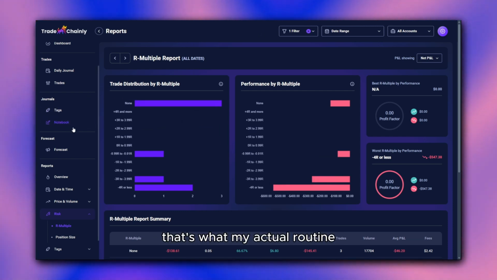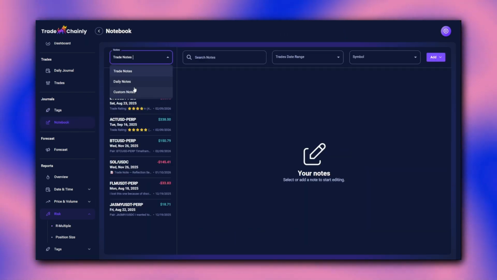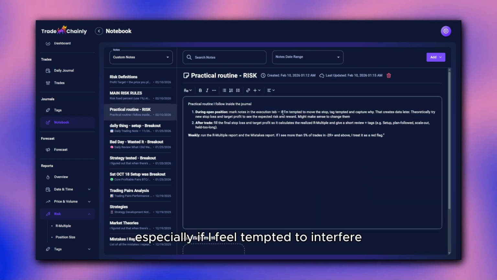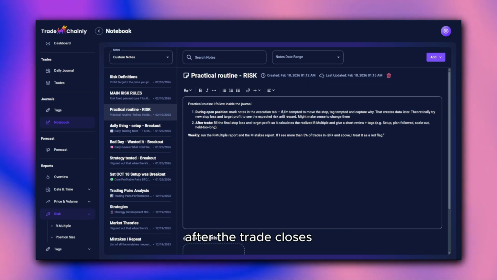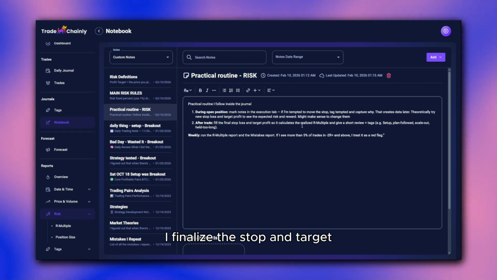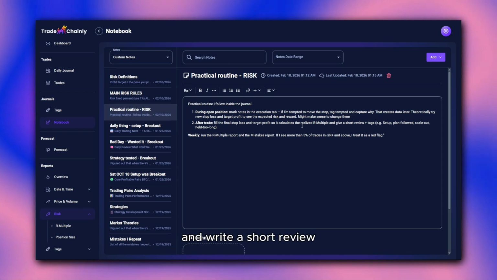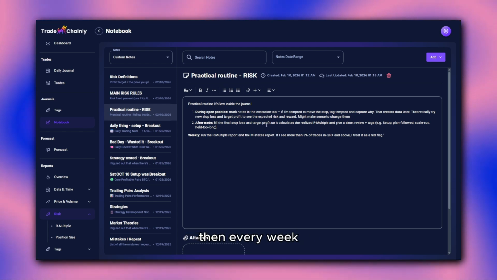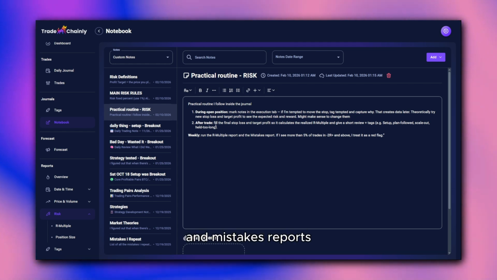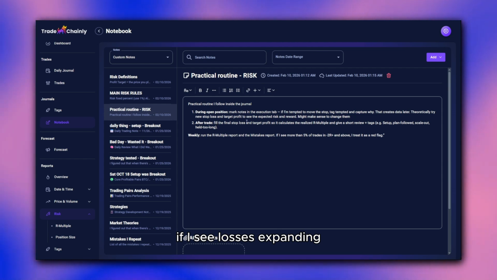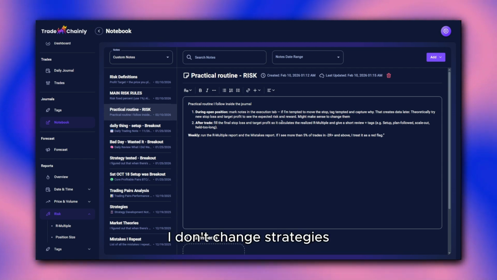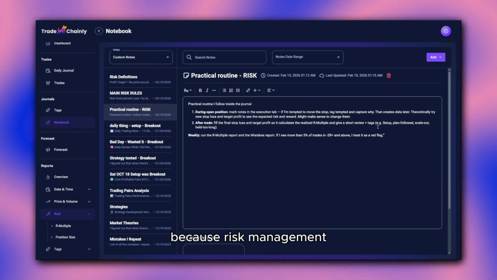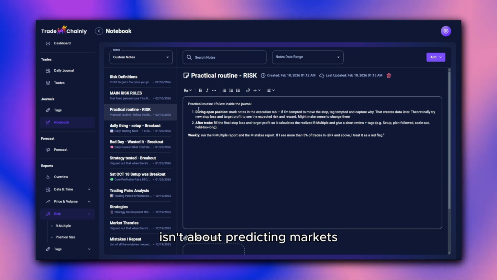So that's what my actual routine looks like while trading. During a trade, I leave short execution notes, especially if I feel tempted to interfere. After the trade closes, I finalize the stop and target, record the realized R, and write a short review focused on behavior and technical parameters. Then every week, I run the R multiple and mistakes reports. If I see losses expanding beyond planned risk, I don't change strategies. I tighten my rules, because risk management isn't about predicting markets.